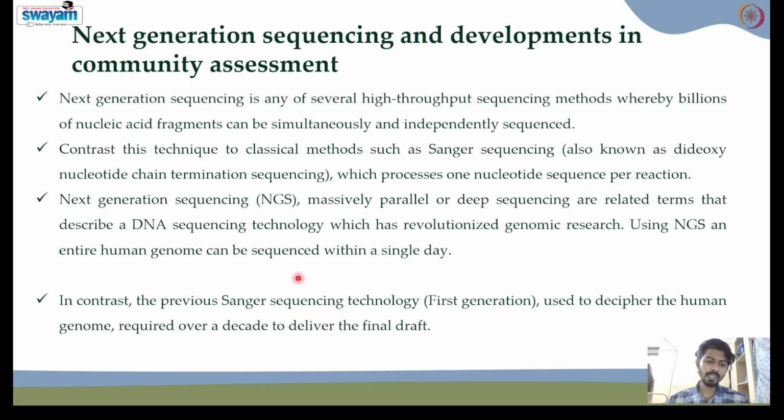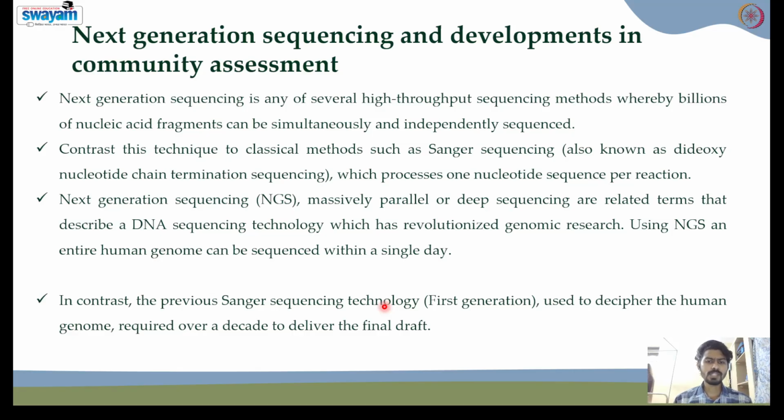Earlier, they took more than 10 years to sequence an entire human genome, but now it can be handled within one day. The Sanger sequencing technology, we call it first gen sequencing. It was used to decipher the human genome and required over a decade to deliver the final draft. Here we compared Sanger sequencing versus next gen sequencing. You can think of Sanger sequencing as riding a bicycle, which is slow but steady, and we can rely on it.